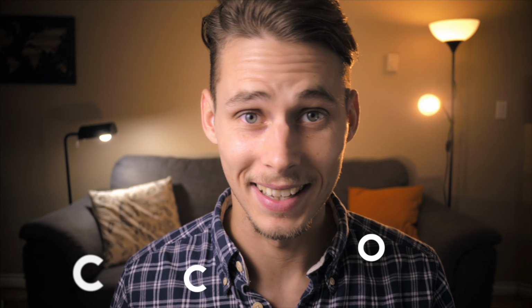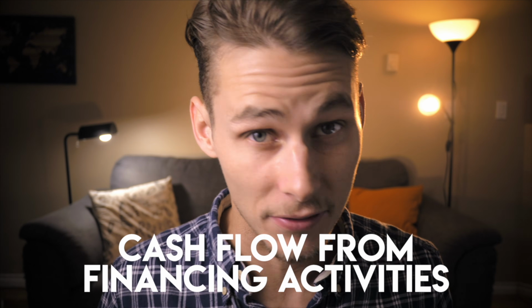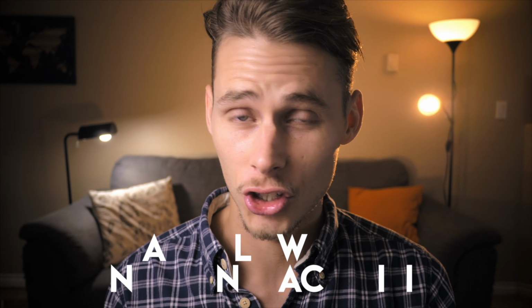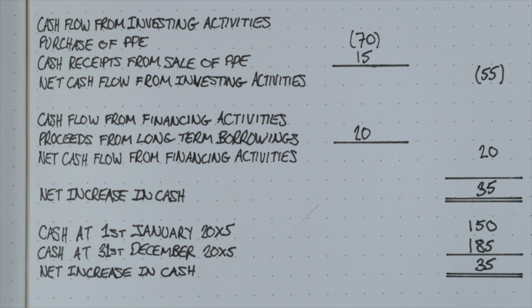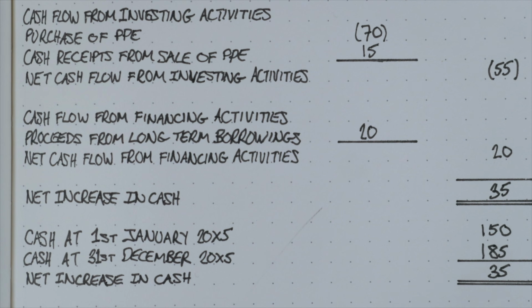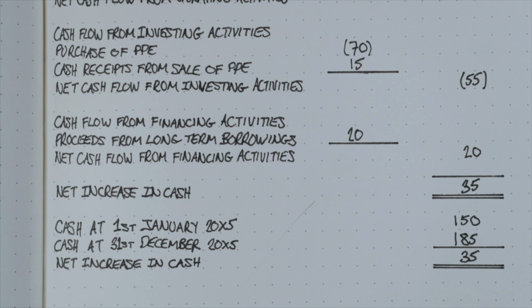The last section is cash flow from financing activities. Financing activities include changes to share capital, borrowings from a bank or from third parties. Here we have long-term borrowings, which I assume were from Gringotts, the Wizarding Bank. When a company borrows money, there's a cash inflow, so your cash balance increases. That's the case here, since you can see that we have a cash inflow of $20,000 because the number is positive.